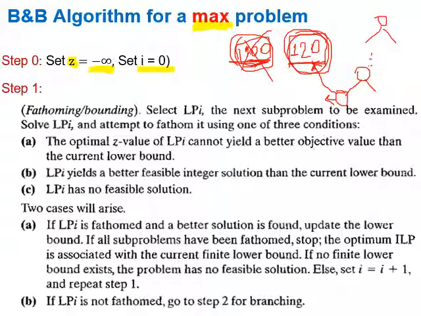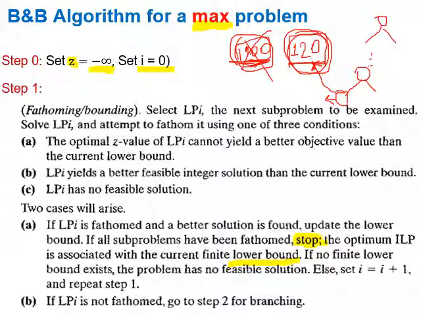If all subproblems have been fathomed, when you fathom this new one, if there are no other subproblems in the branch and bound tree, then we stop. This is the stopping criteria, the stopping condition of the algorithm. There shouldn't be any other subproblems that you haven't solved. When you stop, what's the optimum solution? The optimum solution is the solution which gives you the lower bound.